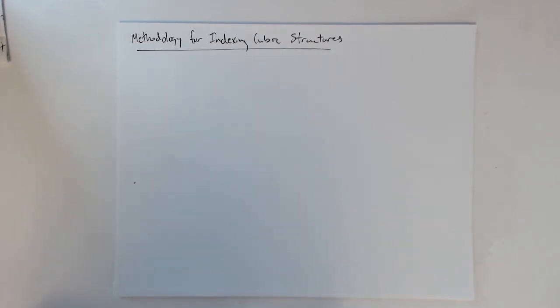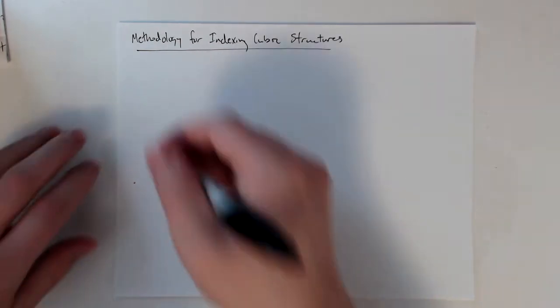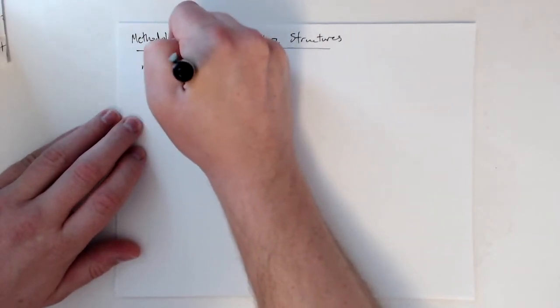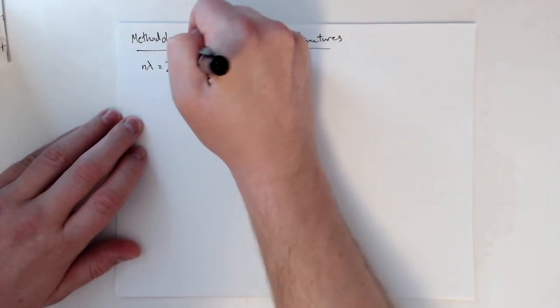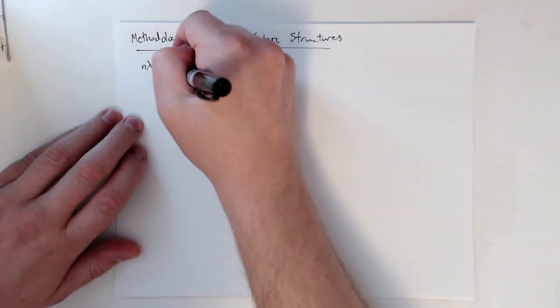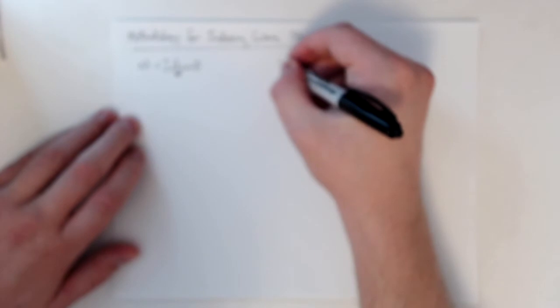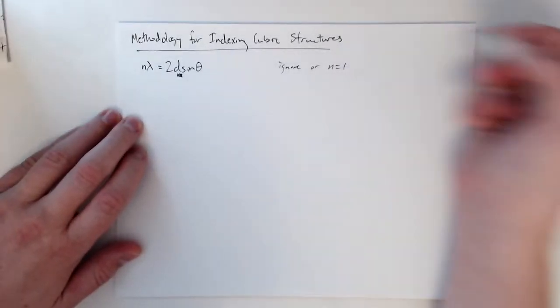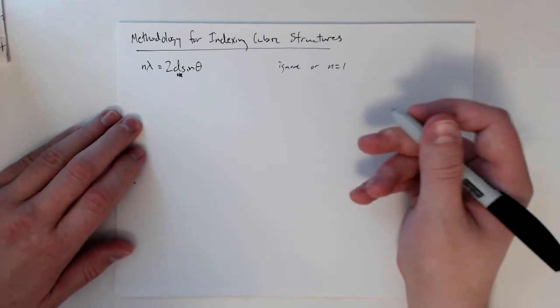So I want to go over the equations and so forth before we just jump right into indexing this case. So the equations we're going to need, as always, we're going to start with Bragg's law. So we have n lambda equals 2d sine theta, and I should put HKL for the d value here. And we're going to say that n equals 1 so that we more or less can ignore it.